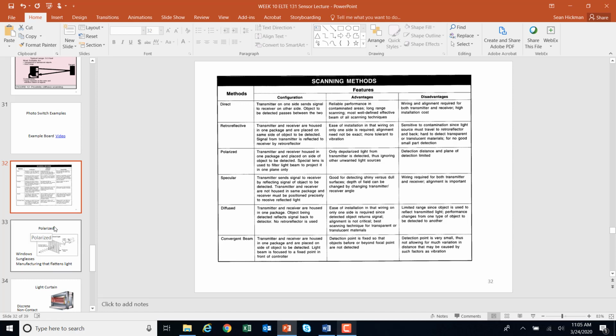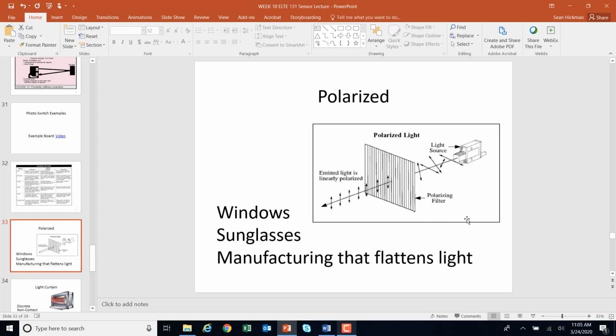For example, here's polarized light. Let's say light moves through space, it moves in all different directions. We know that light is a sine wave. It goes up and down, almost like electricity. It's a wave, but it's going in all different directions. It's not any particular direction.